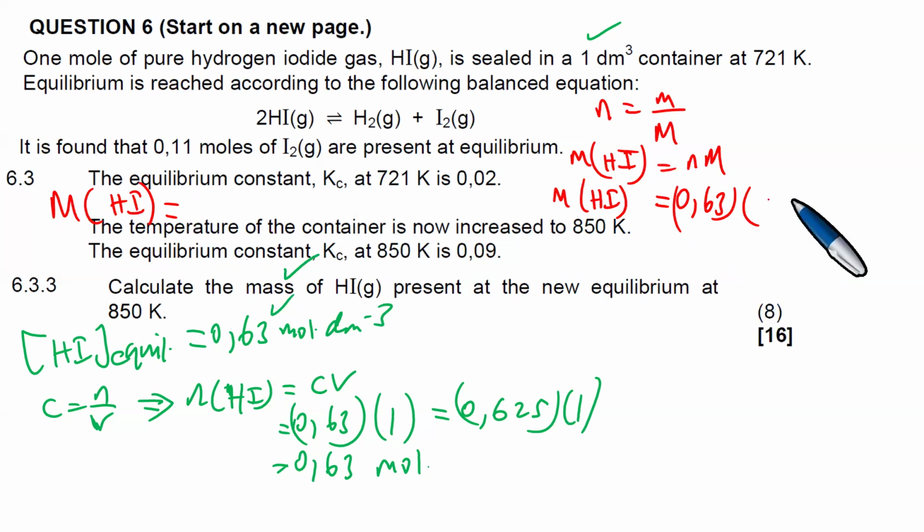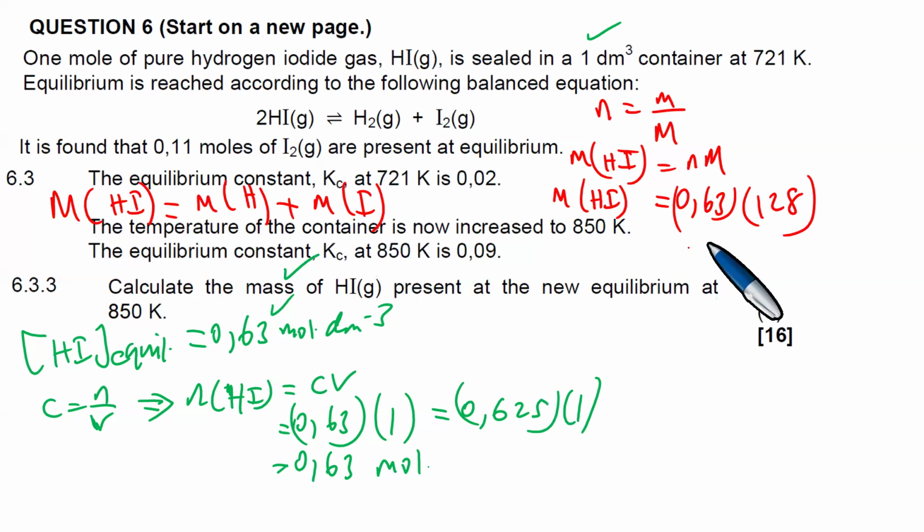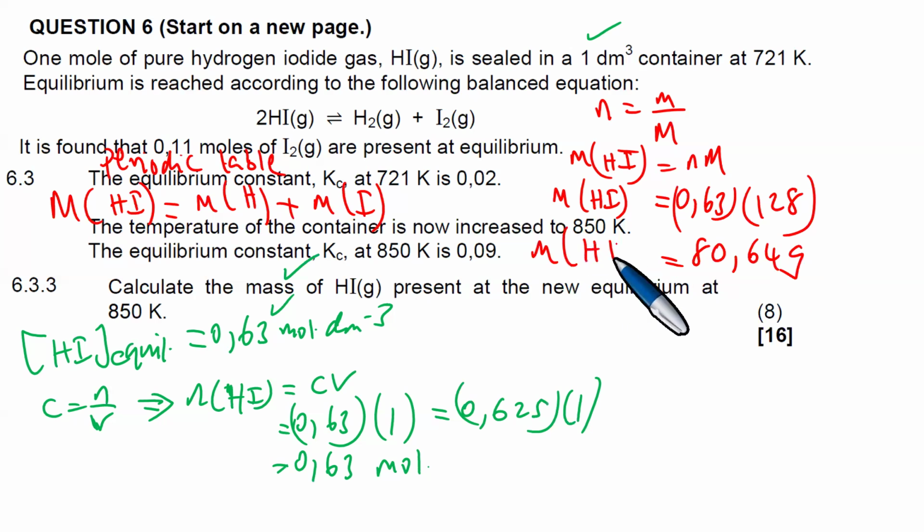Okay, this one I'm going to write, it is 128, from the periodic table. It is the molar mass of hydrogen plus the molar mass of iodine. The total, this is from the periodic table, I know you know that. So in the end it is 128, and if you multiply 0.63 by 128, what we're getting is 80.64 grams. Okay, we have found the mass of the hydrogen iodide.